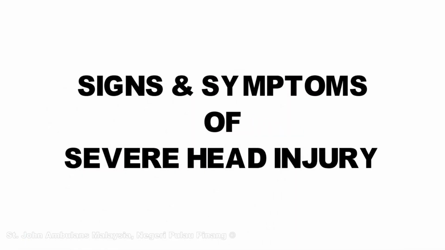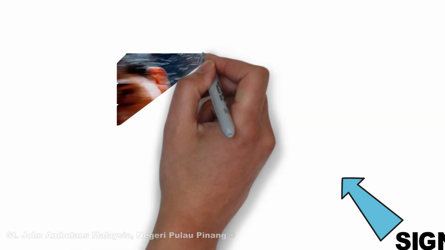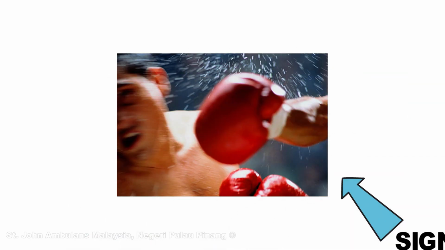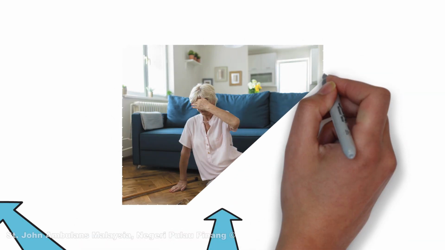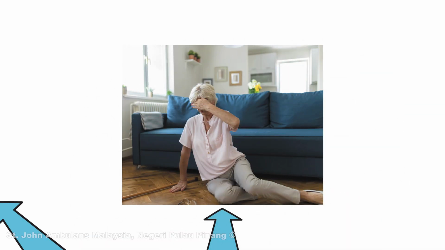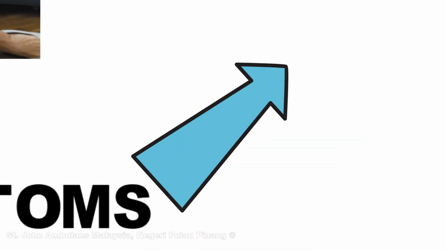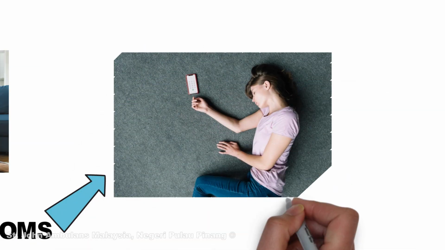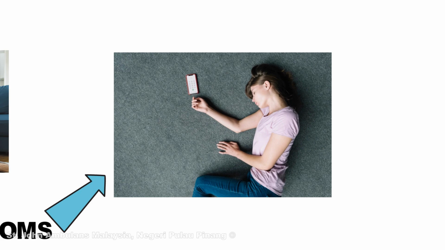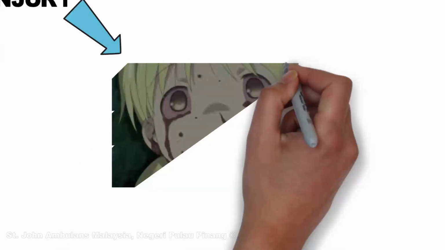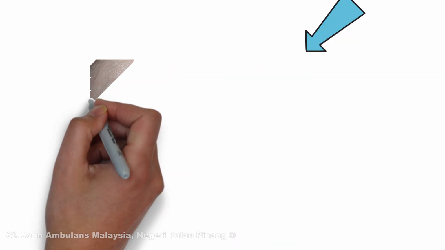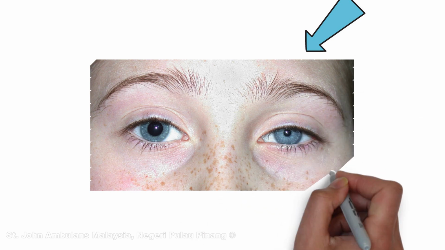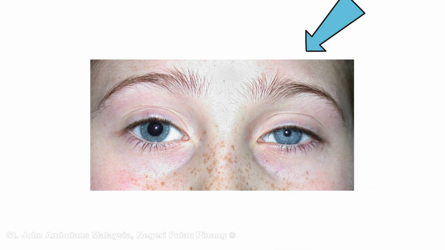For severe head injury, there may also be a history of a severe blow to the head. The casualty may present with a deteriorating level of response, or he may present with loss of responsiveness. There will be leakage of blood or blood-stained watery fluid from the ears and nose. The casualty may also present with unequal pupil size.